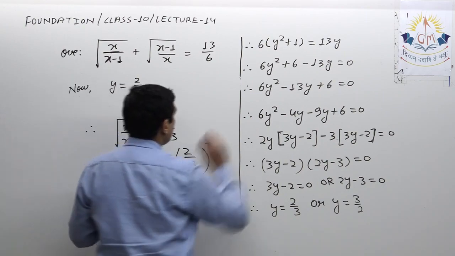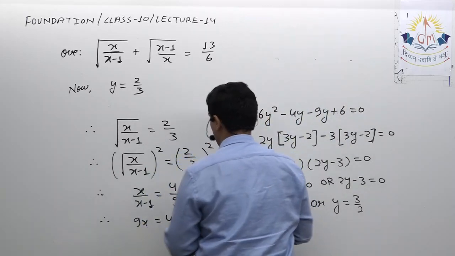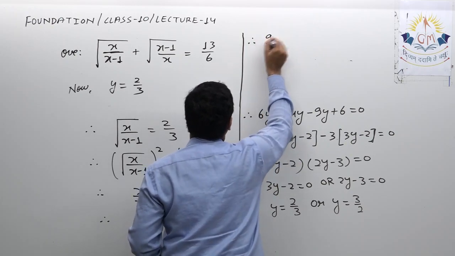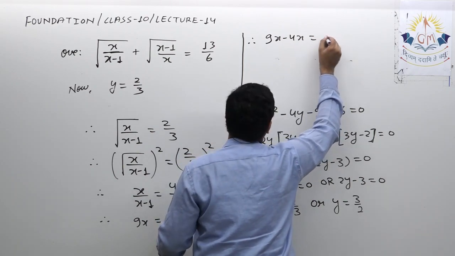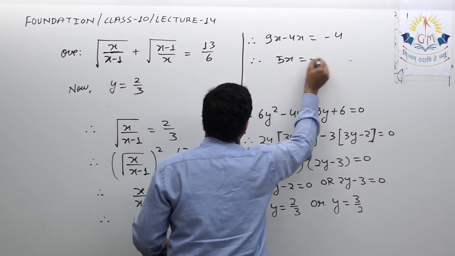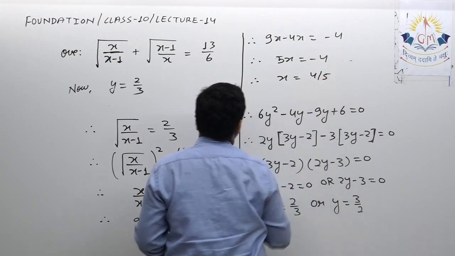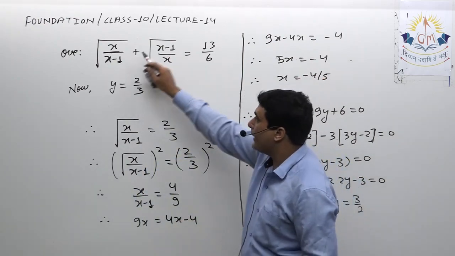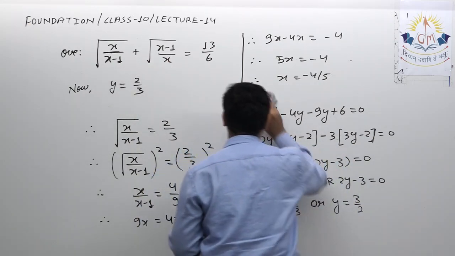So ultimately 9x minus 4x is equal to minus 4. That gives you 5x is equal to minus 4, that is x equal to minus 4 upon 5. So this is the first value of x that we obtained. Still we will check whether this value satisfies the given equation or not.